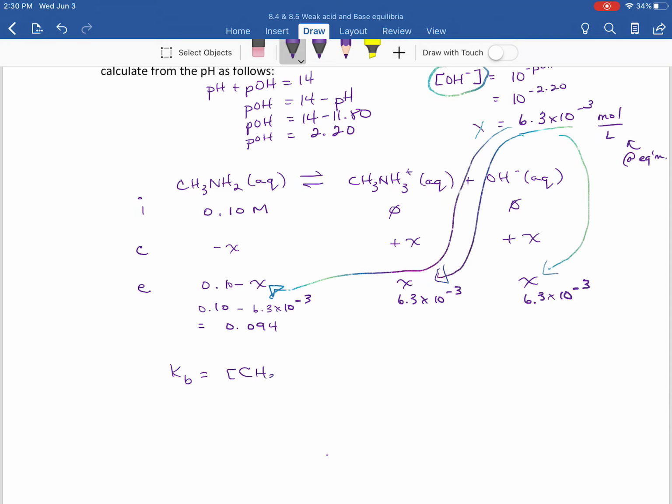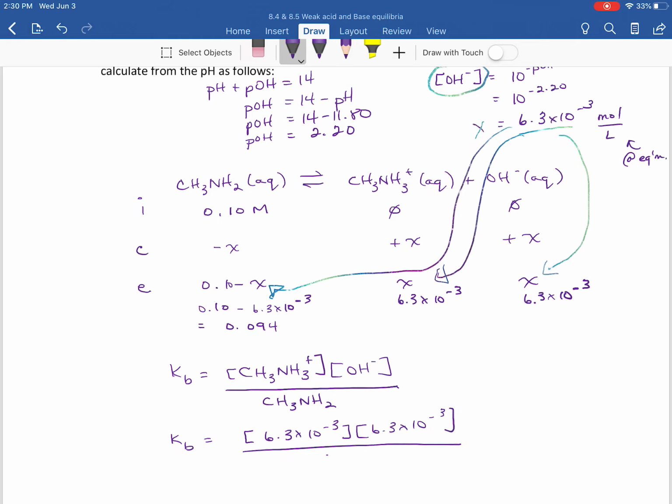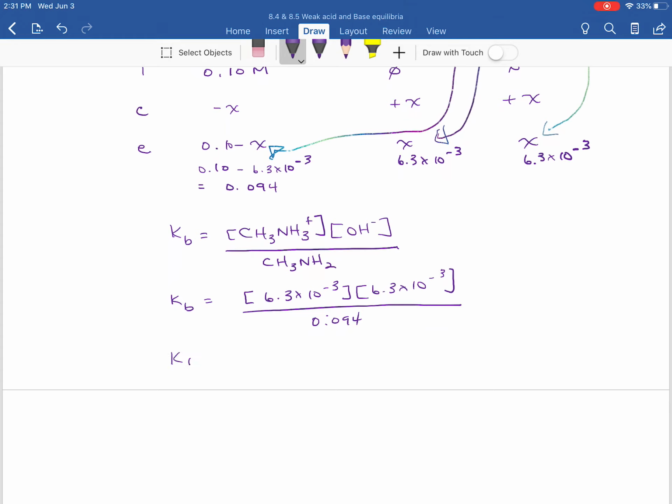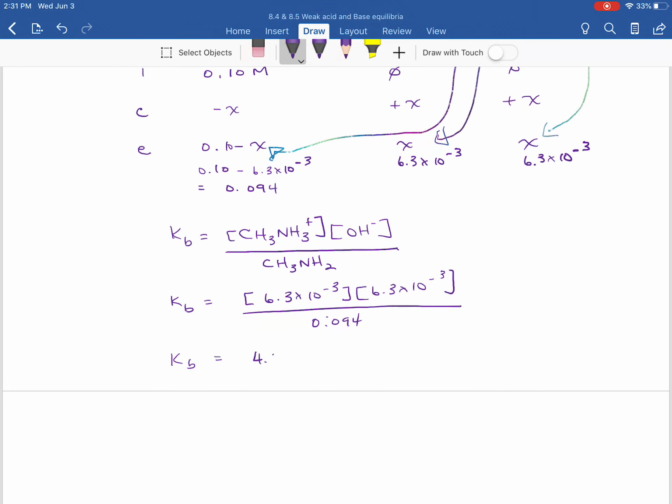So products over reactants. When I plug that in, this times this divided by this gets me 4.2 times 10 to the negative 4. And that's our answer. Well, that was easy.